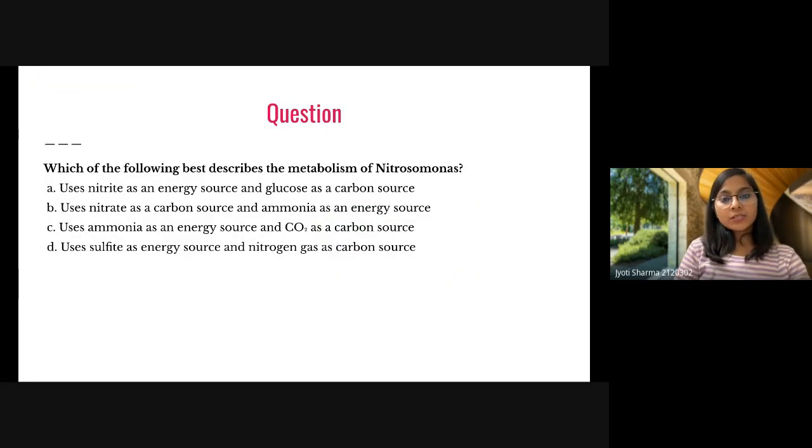Then the next question is based on Nitrosomonas. Which of the following best describes the metabolism of Nitrosomonas? Nitrosomonas is used to convert ammonia to nitrite. Okay, so here it uses ammonia as the energy source, and CO2 as the carbon source.